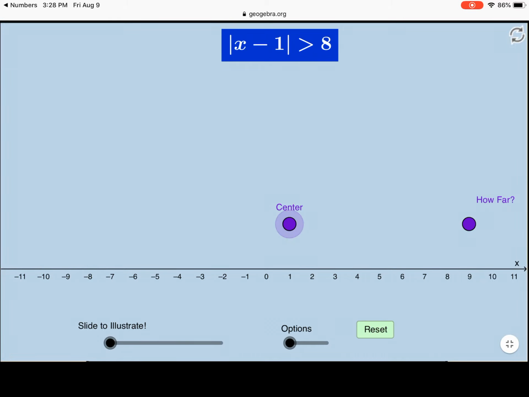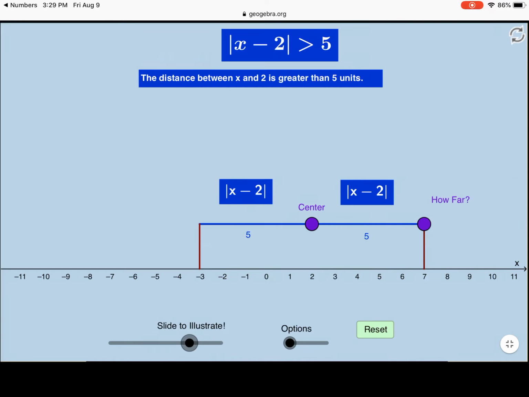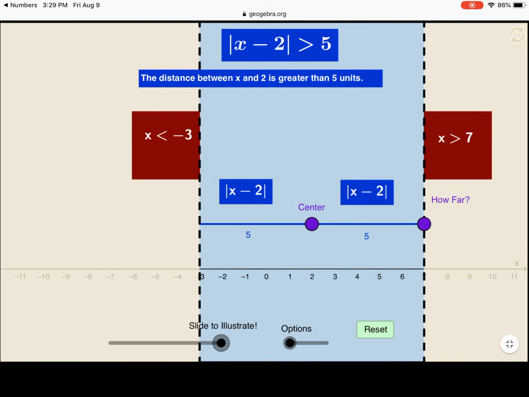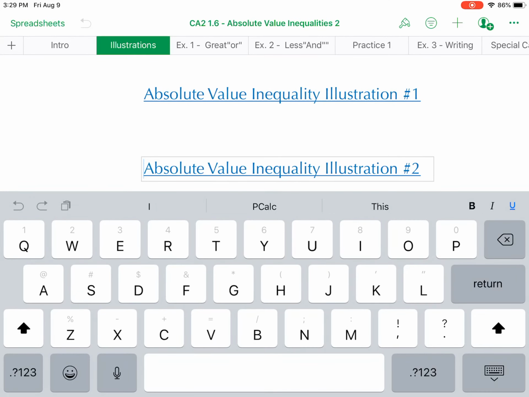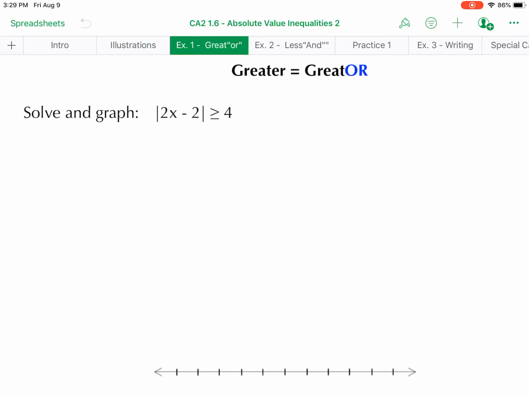Reset. Play around with that center a little bit. I want to be centered at 2. How about my distance? 5 units from that center. Okay. So I go 5 units in either direction, and my solution is going to be all the numbers outside of that interval. So any number less than -3 or greater than 7. Okay, so hopefully those are good illustrations to help you see visually what we're accomplishing when we solve an absolute value inequality. All right, let's take a look at an example.